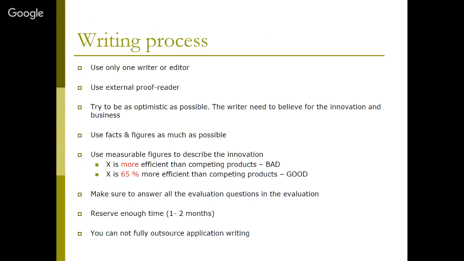But at the same time, when there is one writer using his or her time, 1 to 2 months, he or she usually goes too deep into the text. So he cannot find spelling mistakes, conceptual mistakes, or make sure that the proposal is answering all the questions. So it's very useful to use an external proofreader.